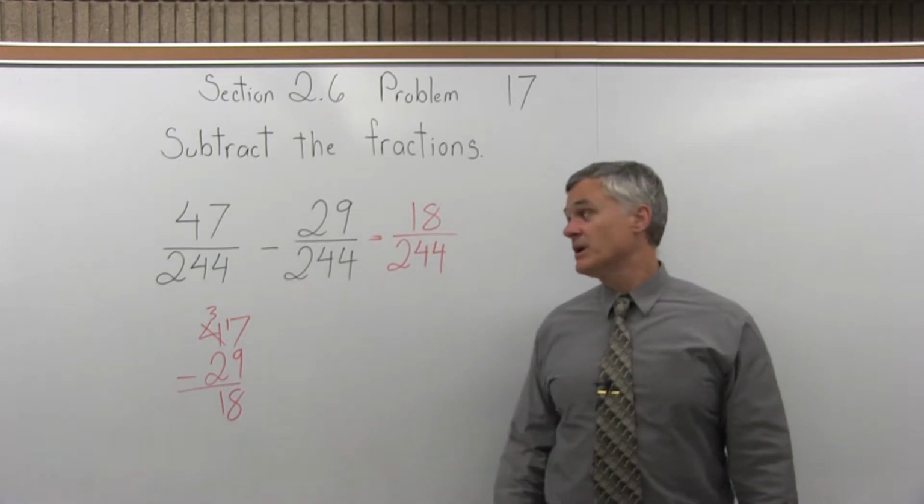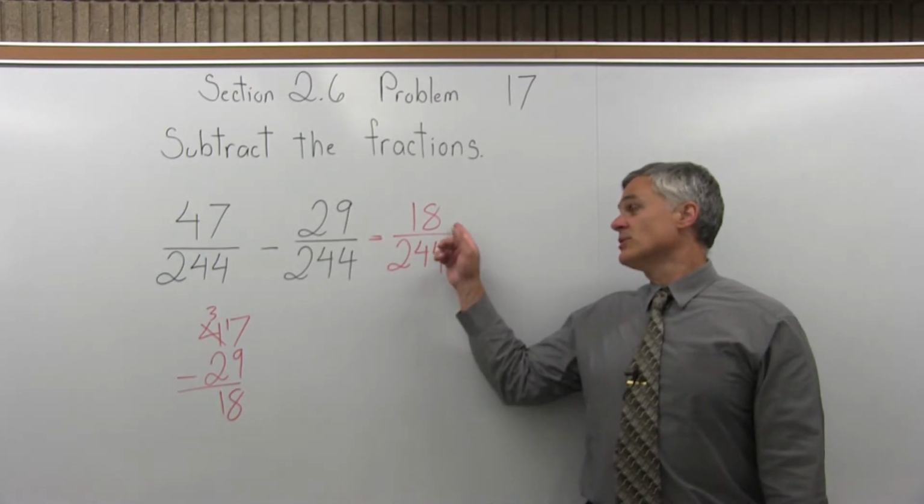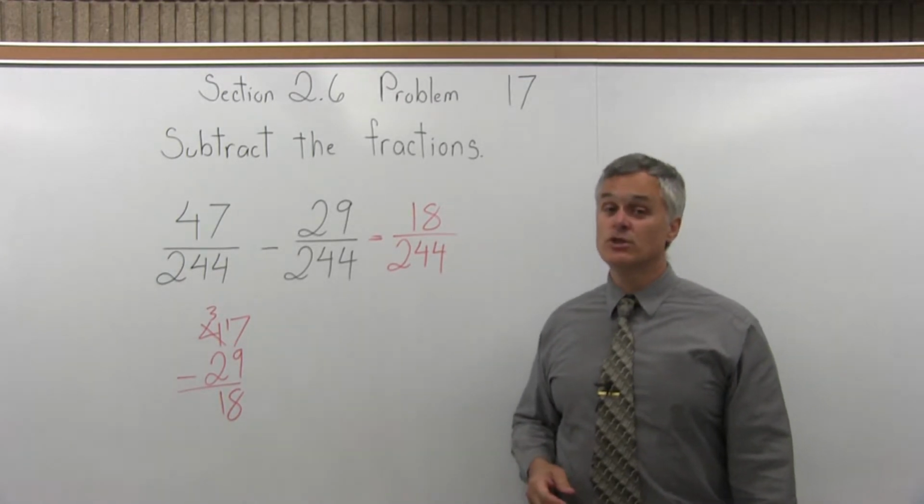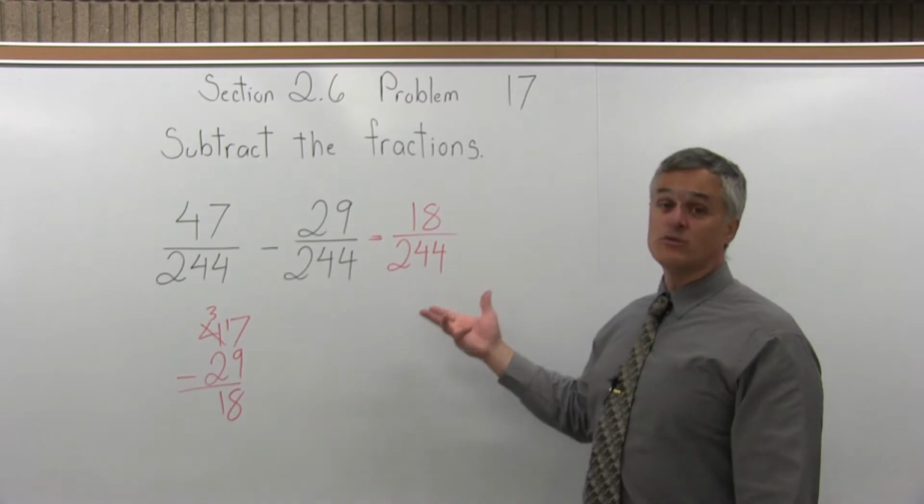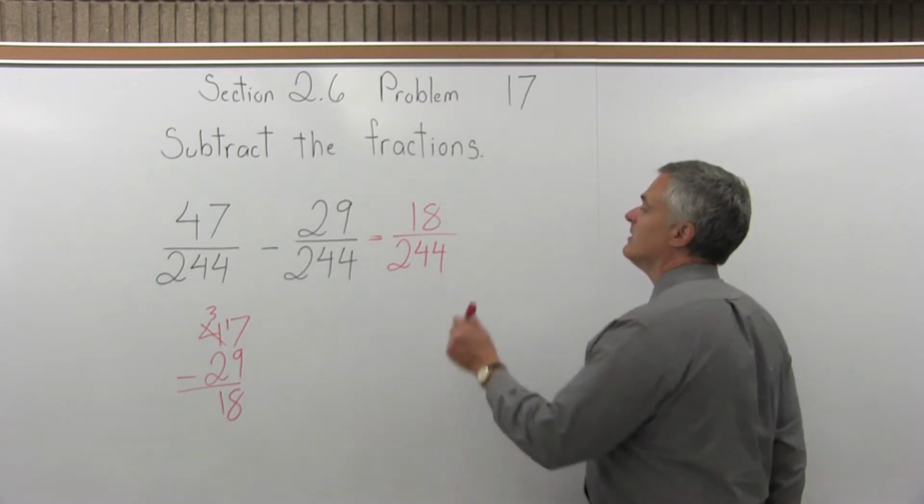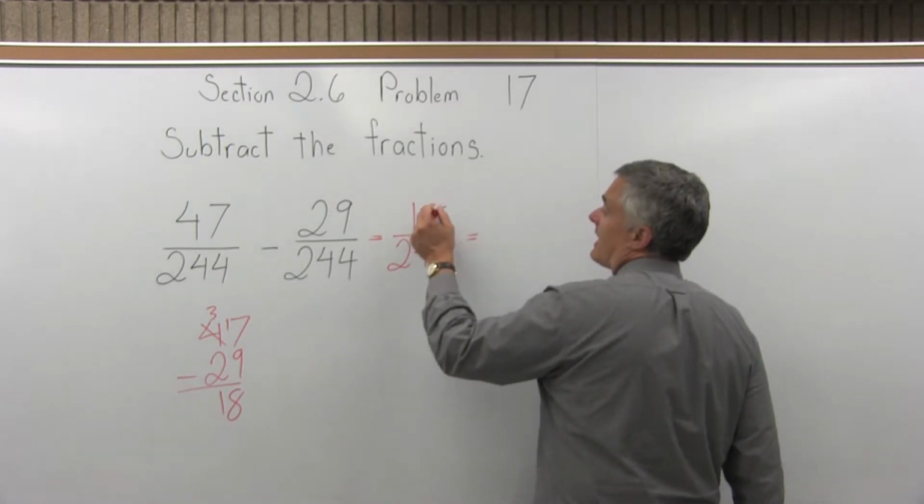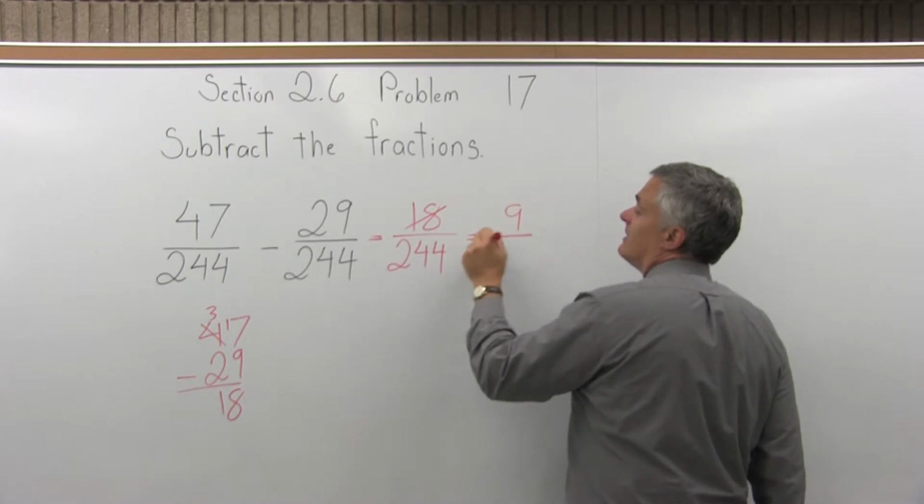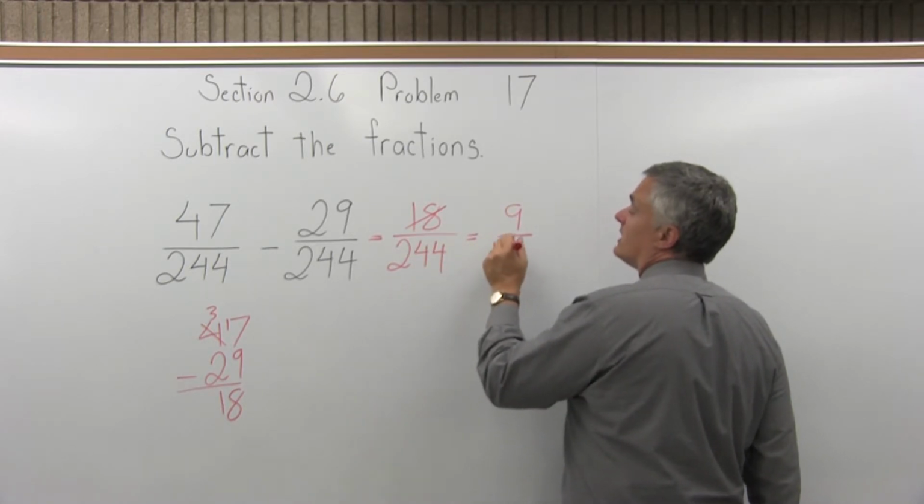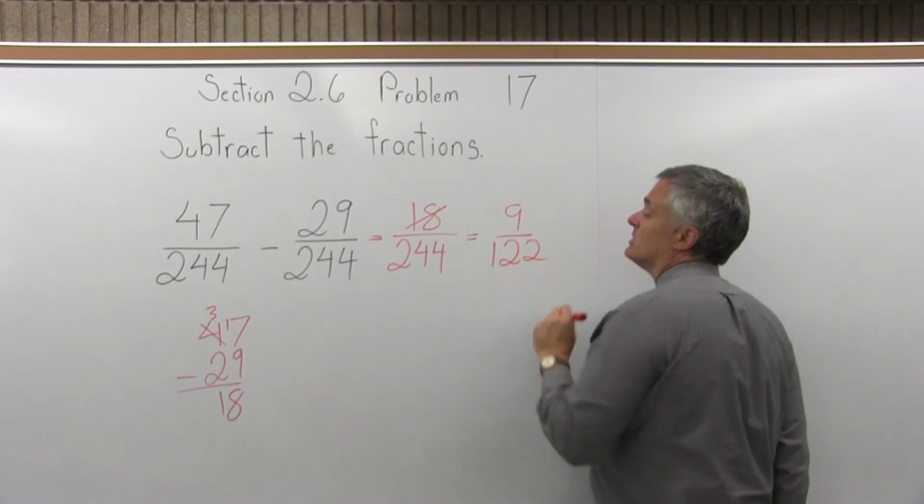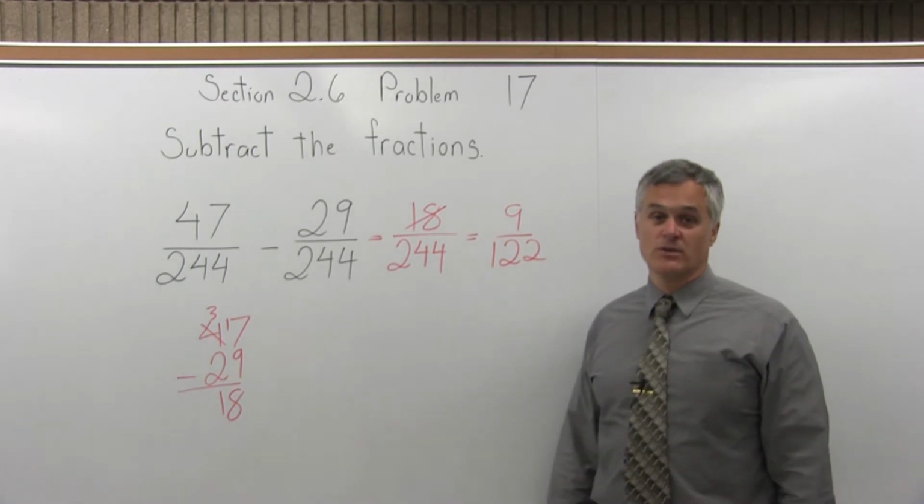And that's the answer. But I can see right away, because they're both even, that I can reduce at least by 2. 18 is even, 244 is even. So let's see if we can cut them both in half. Half of 18 is 9, and half of 244 is 122. So I have 9 over 122.